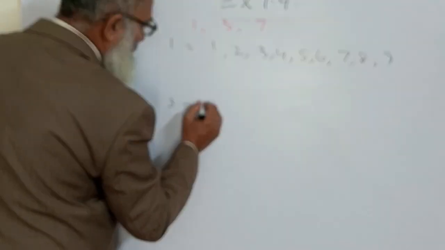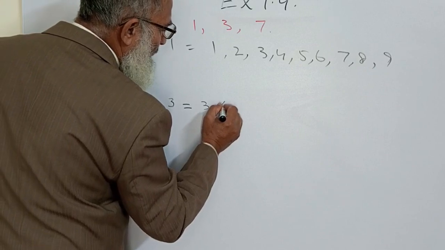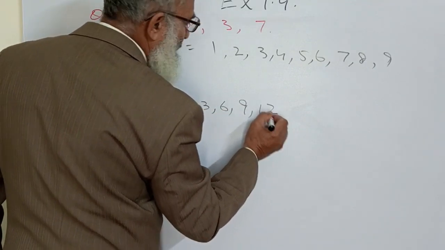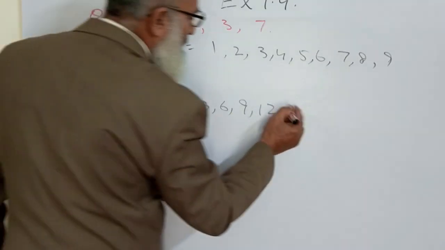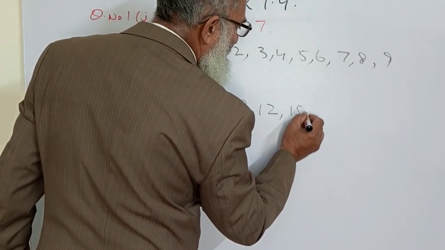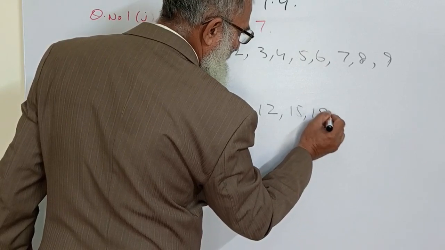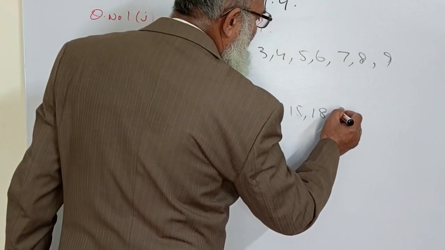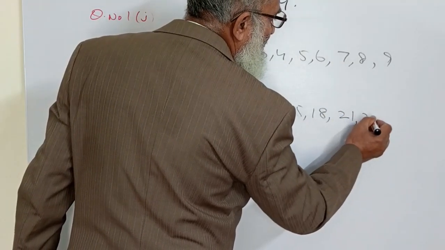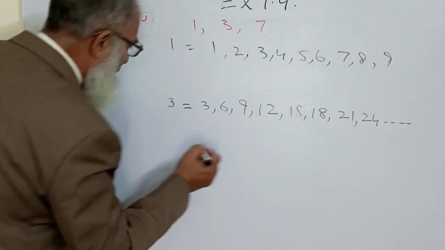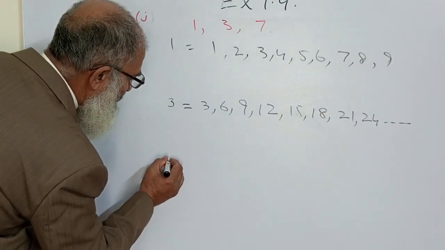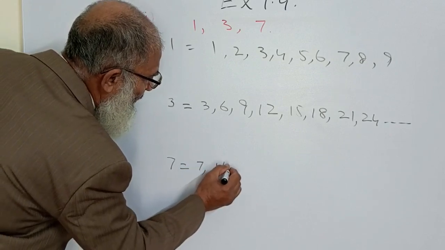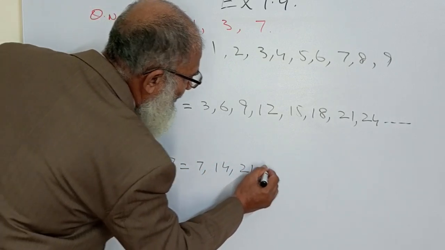3: 1 times 3 is 3, 2 times 3 is 6, 3 times 3 is 9, 4 times 3 is 12, and 5 times 3 is 15, 6 times 3 is 18, 7 times 3 is 21, 8 times 3 is 24. And again leaving space over here. 7 multiplied by 1, multiplied by 2, multiplied by 3, multiplied by 4.